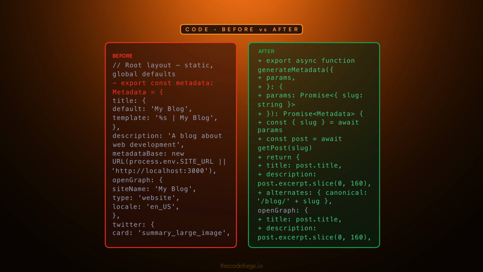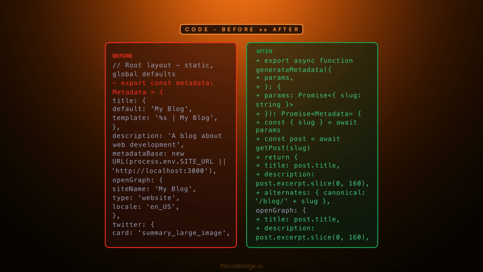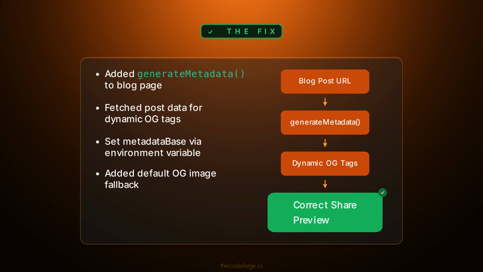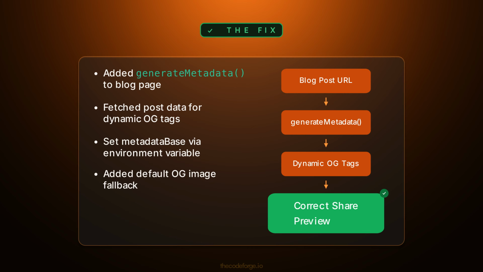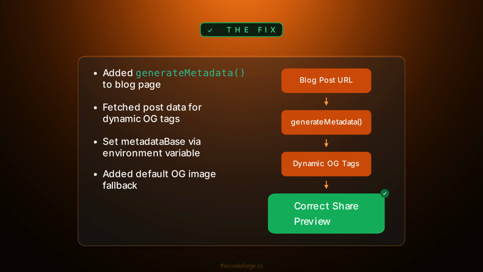Static metadata in the route layout applied to all pages because dynamic blog pages lacked generateMetadata, causing every blog post to inherit the layout's static title and description. The fix: add generateMetadata to the blog page that fetches the post and returns dynamic title, description, OG image, and canonical URL. Change metadataBase to use process.env.SITE_URL. Add a default OG image for pages without custom images.